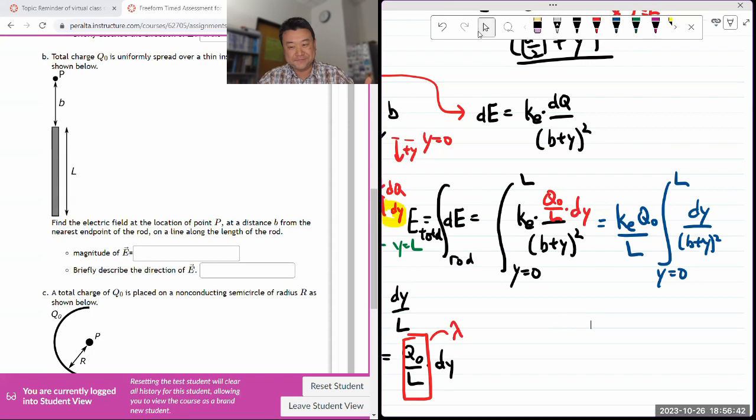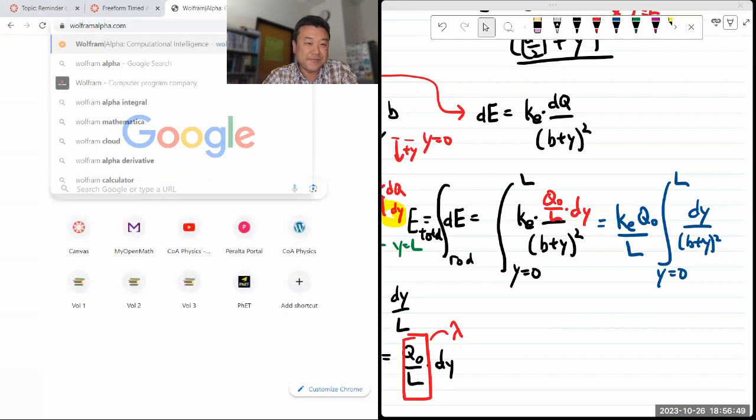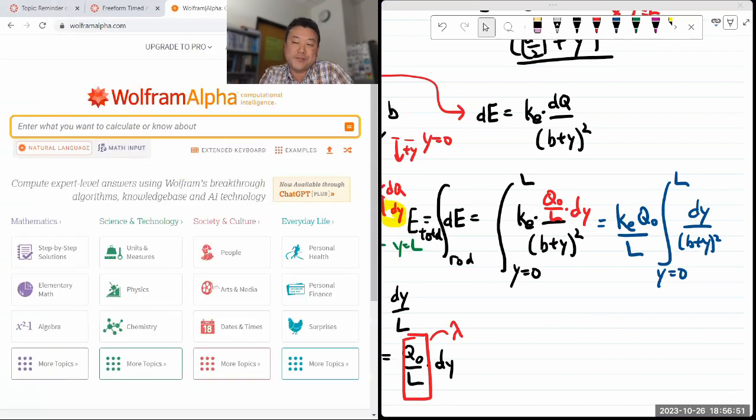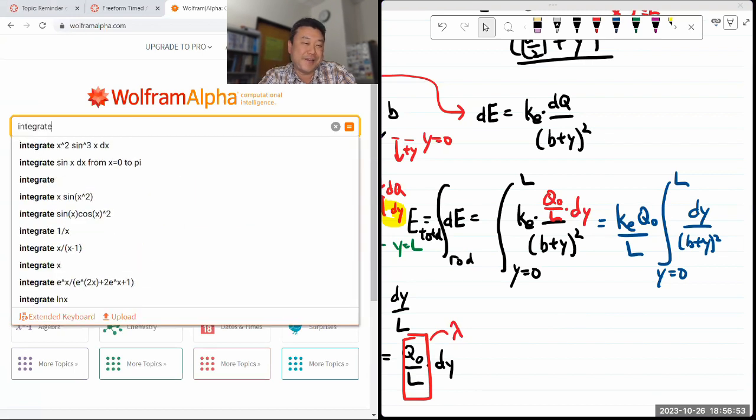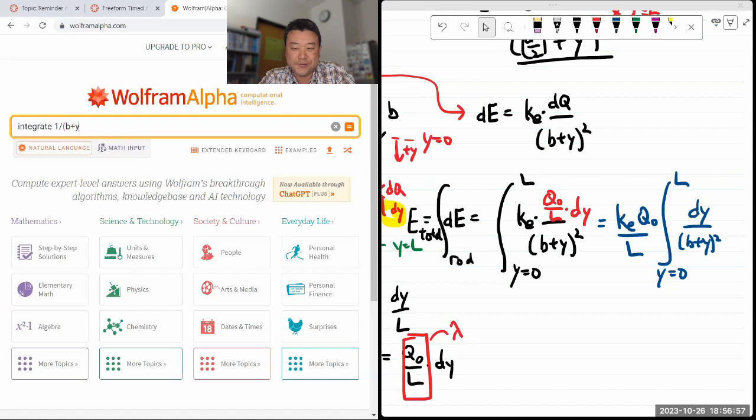So this is allowed, so I am not cheating. You can use Wolfram Alpha. Wolfram Alpha will do simple integrals like this. So integrate. I'm too far out of practice to be able to do this under the time limit in my head. Actually, can I do it? Oh, sorry, I panicked too early.